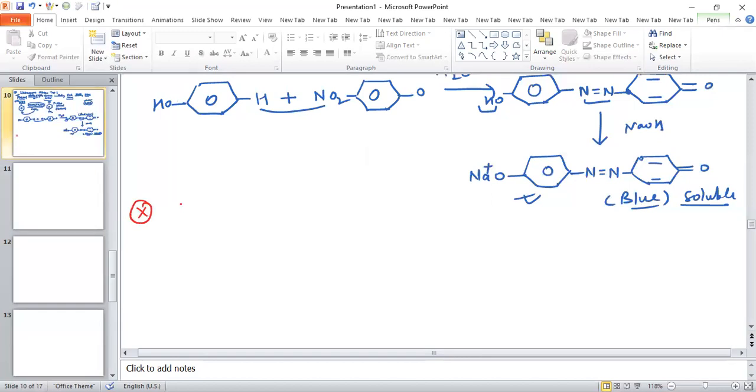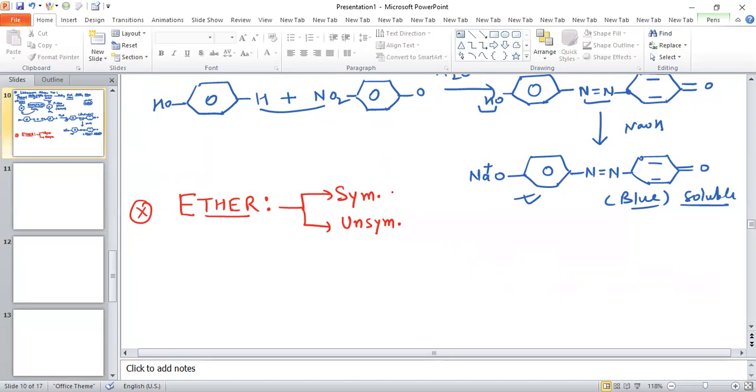We are going to discuss our next topic, that is ether. Ether can be of two types: one can be symmetrical ether and one can be unsymmetrical ether.